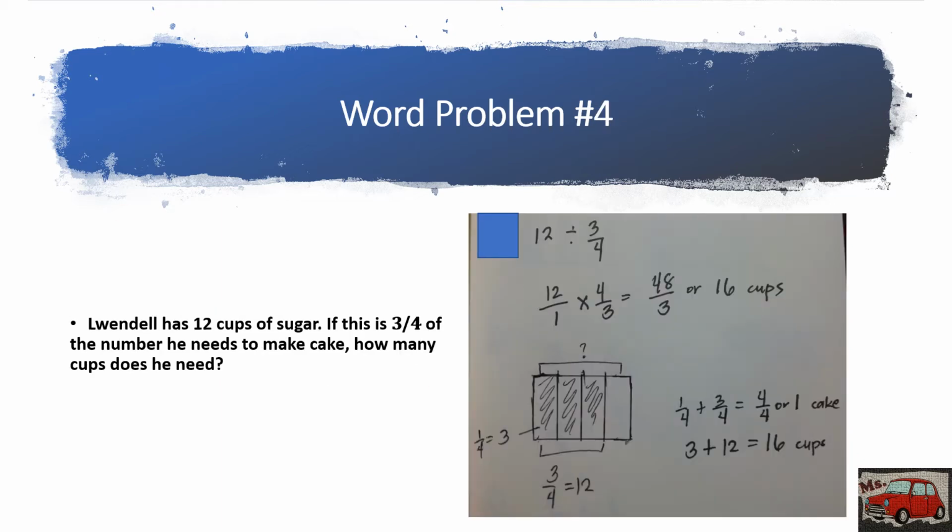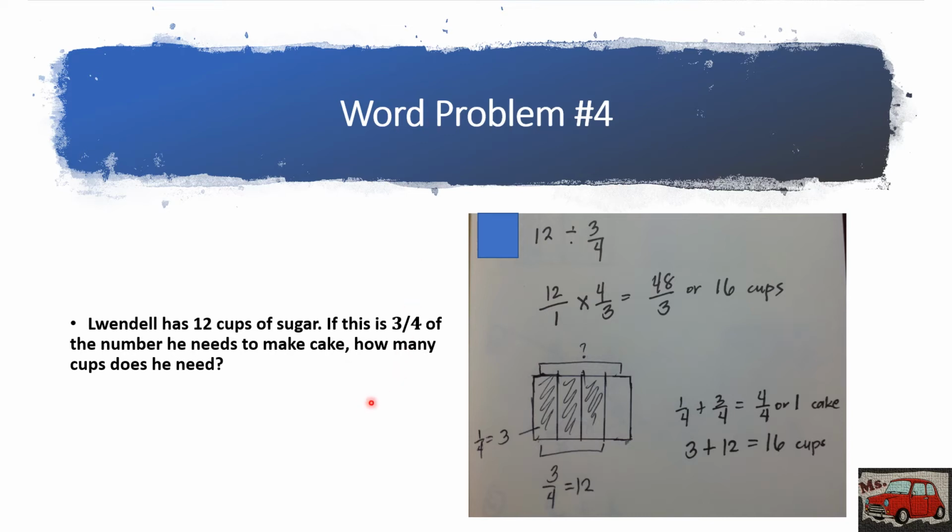Okay? Wendell has 12 cups of sugar. If this is 3/4 of the number he needs to make cake, how many cups does he need? Okay, so hanapin natin kung ilan yung cups na kailangan para makagawa siya ng cake. Okay? Ngayon, Wendell has 12 cups already. And sabi dyan, itong 12 cups, 3/4 pa lang yan nung number ng cups na kailangan niya to make cake. Okay? So, hanapin natin kung ilan yung total ng cups na kailangan niya.